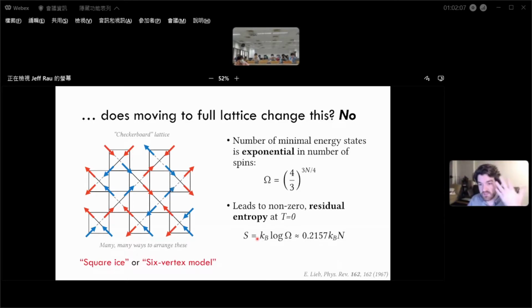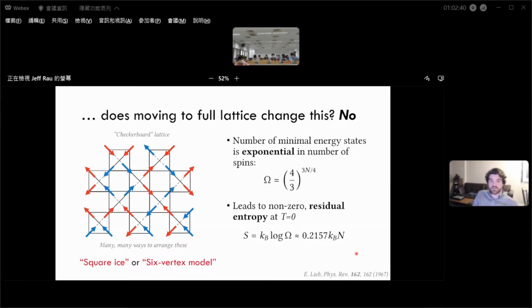And so this means we end up with a ground state degeneracy, a number of these 2-in, 2-out states, which grows exponentially in the number of sites. For this square lattice case, you can actually work this out analytically. This was something Elliott Lieb did in the 1960s. And the number of states is (4/3)^(3/2) raised to the number of spins. Okay, and that means that the residual entropy in this model is finite. And if you stick that into a calculator with the appropriate logs, it's about 0.2 times the number of spins.